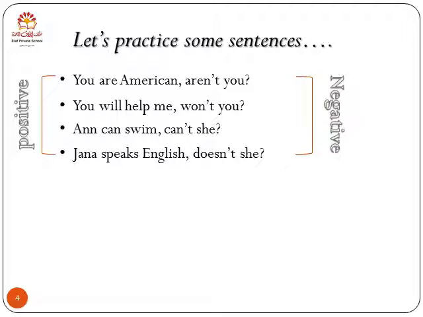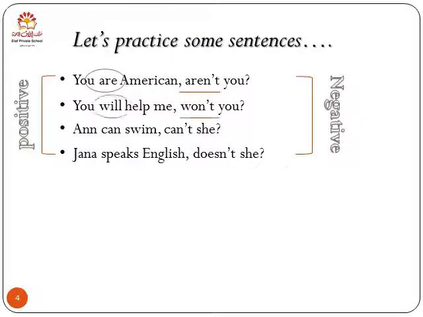Let's practice some sentences. Now, as you can see, all of those sentences are positive. None of them are negative. Okay? So here I can say, you are American, you will help me, Anne can swim, and Jenna speaks English. See, all of those are positive. The auxiliary verb here that I'm going to use is are. You are American. I use the same auxiliary verb in the question tag. But if this is positive, then this is negative. So you are American, aren't you?